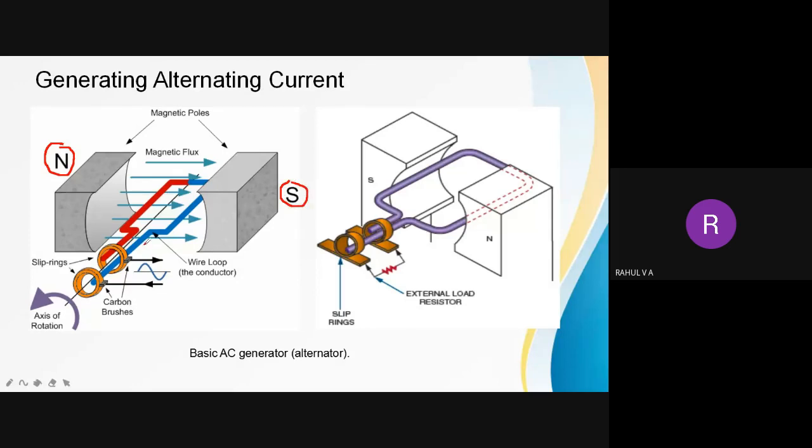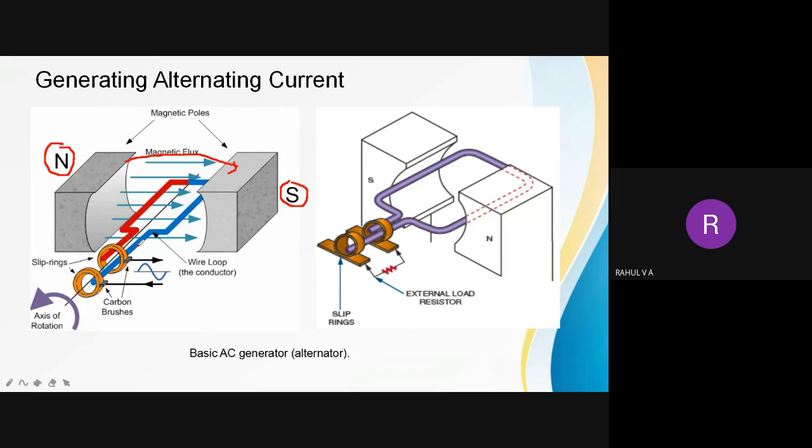In between this north pole and south pole, we have placed a conductor or wire loop. It will be a winding wound on a rotor. There are slip rings also; I am not going into details of slip rings. What will happen is, when this flux is flowing continuously from north pole to south pole, that we know already, and when this rotor or conductor is rotating within this, the flux linkage will change.